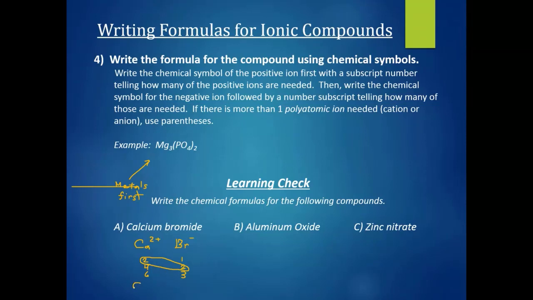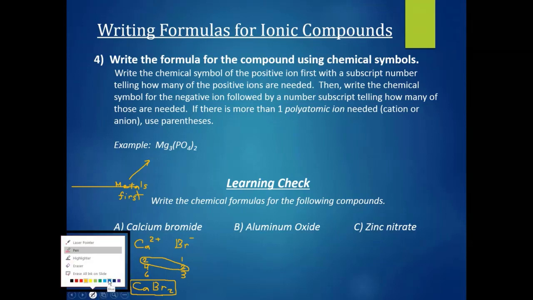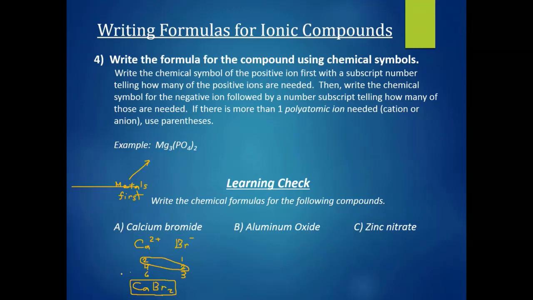So 1 calcium gives me a 2+ charge. 2 bromines gives me a 2- charge. And I get CaBr2. Does that make sense? I didn't get that really. So basically, I'm trying to get the total positive charges to equal the total negative charges. Calcium's a 2+, bromine's a -1.